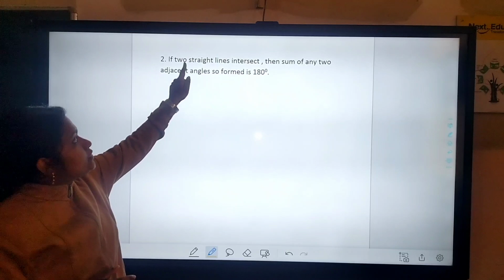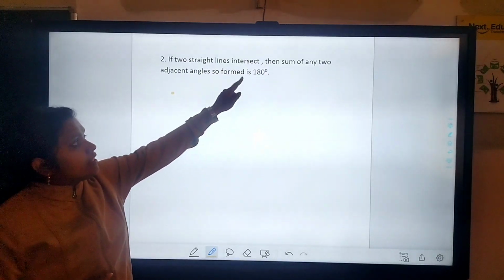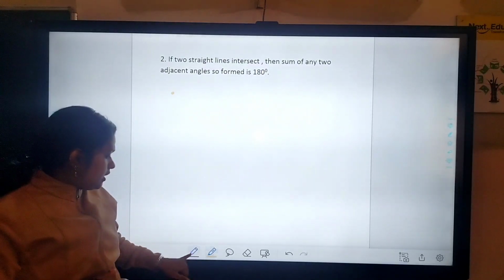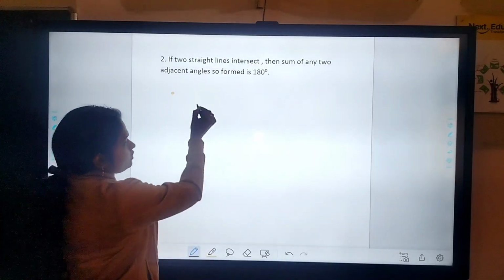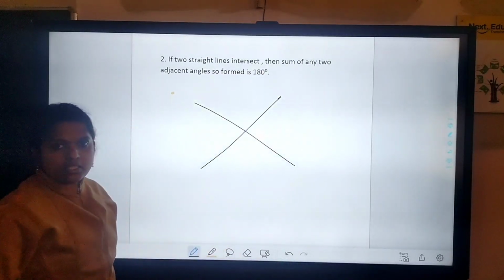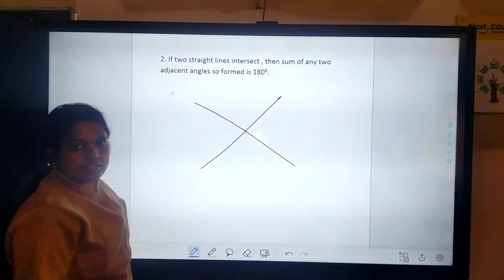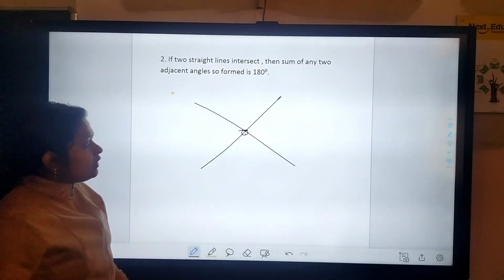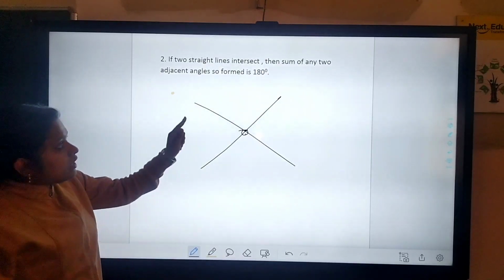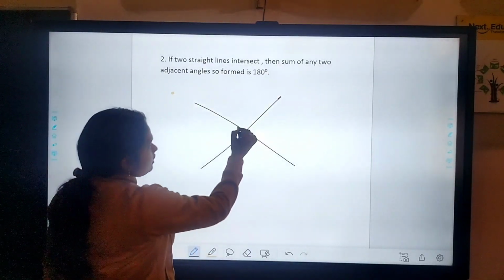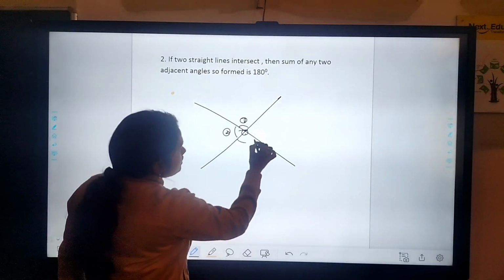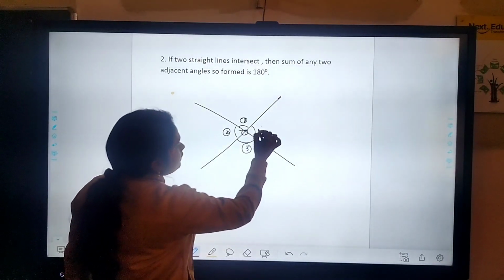Second property: if two straight lines intersect, then the sum of any two adjacent angles so formed is 180. So this is a straight line and another one is also a straight line. They intersect here. This is the intersecting point. Two straight lines are intersecting here. Then this is the first angle, this is the second angle, this is the third angle, and this is the fourth angle.